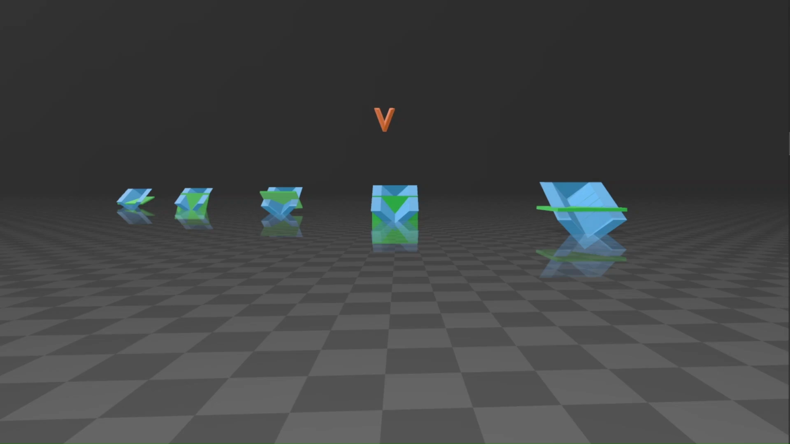Hello everyone. Today I'll help you understand the rule of V's in geology. Before getting into the actual thing, let's recall what this rule is about.